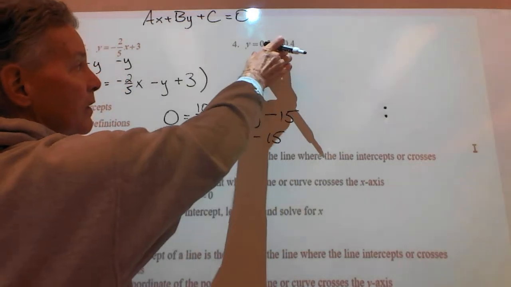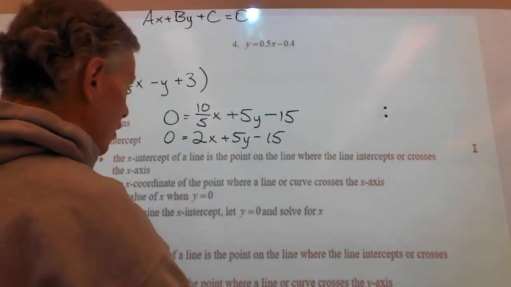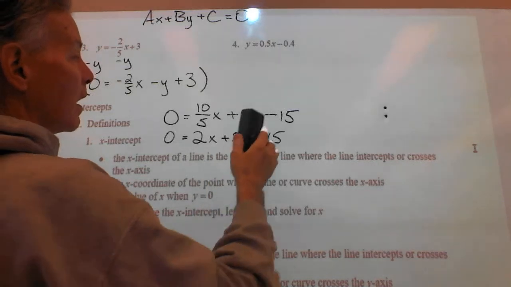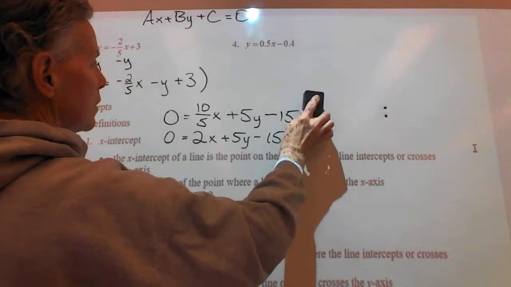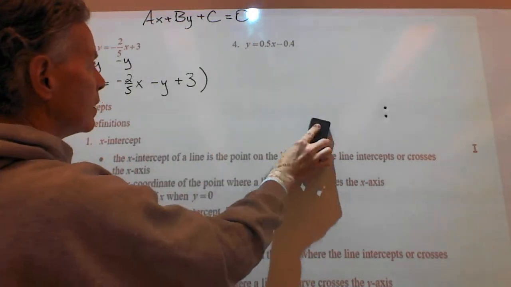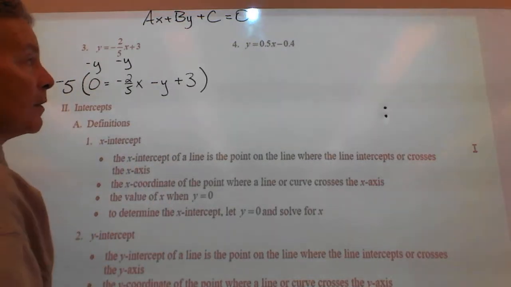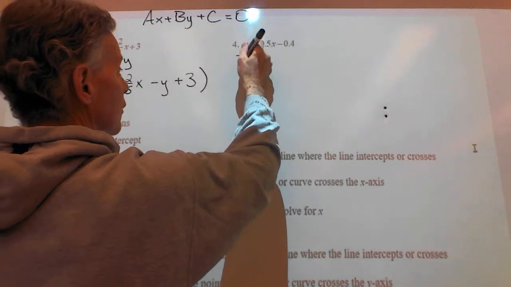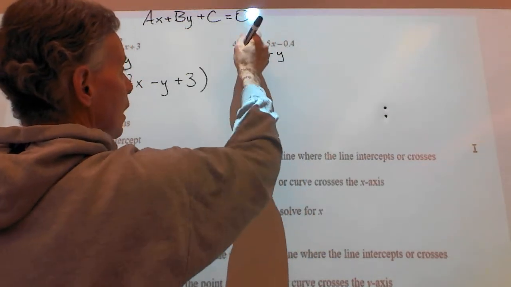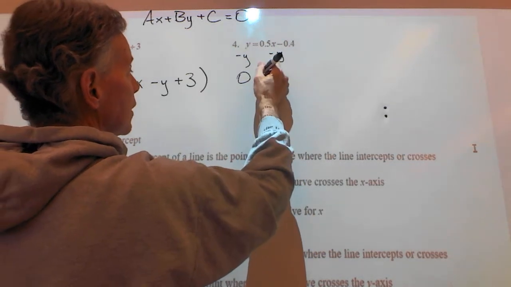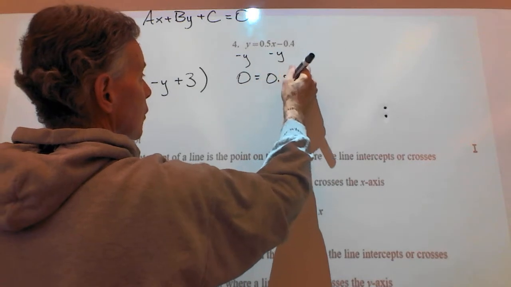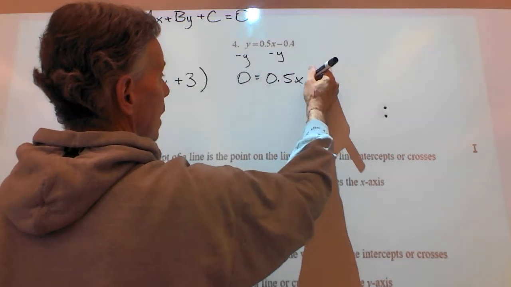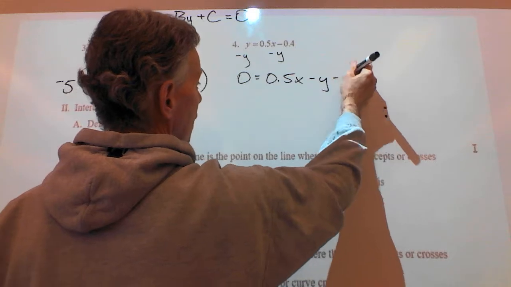This time we're going to deal with decimals. Okay, step 1, move everything to one side. So we subtract y from both sides. y minus y is 0, and we end up with 0.5x minus y minus 0.4.